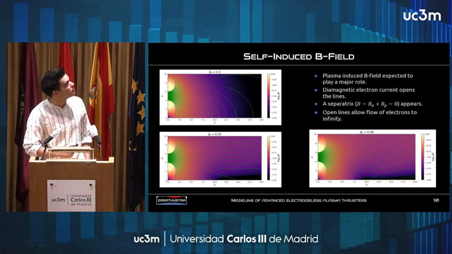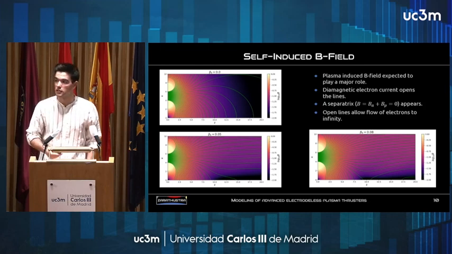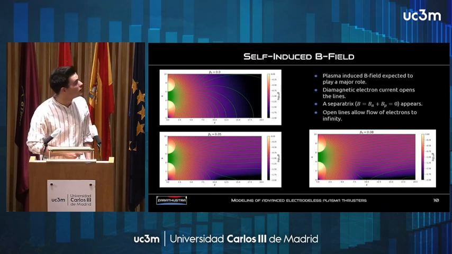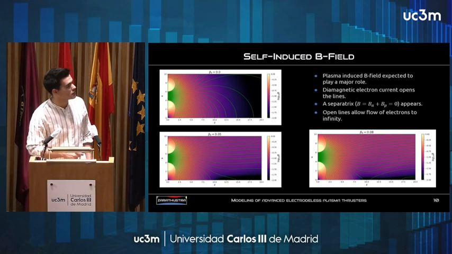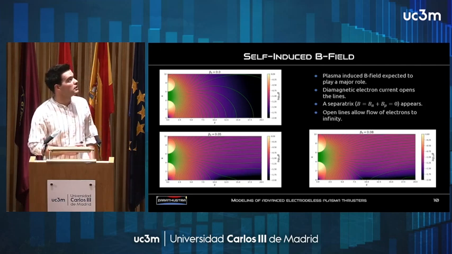Here we have the beta zero limit, which is the one we solved for. And as we increase the beta, which is the importance of the self-induced magnetic field, we have that the self-induced magnetic field is pushing the lines outwards. And as you see, this geometry is quite different to this one and much more different than this one, because here we have closed magnetic streamlines, and that doesn't allow the electrons to flow out of the domain.